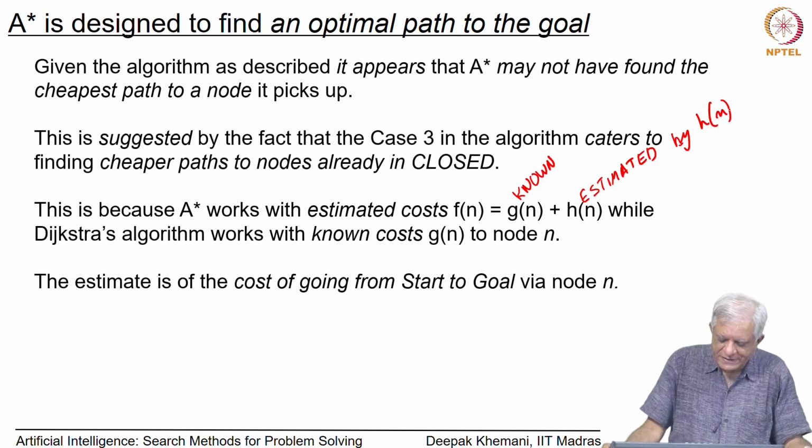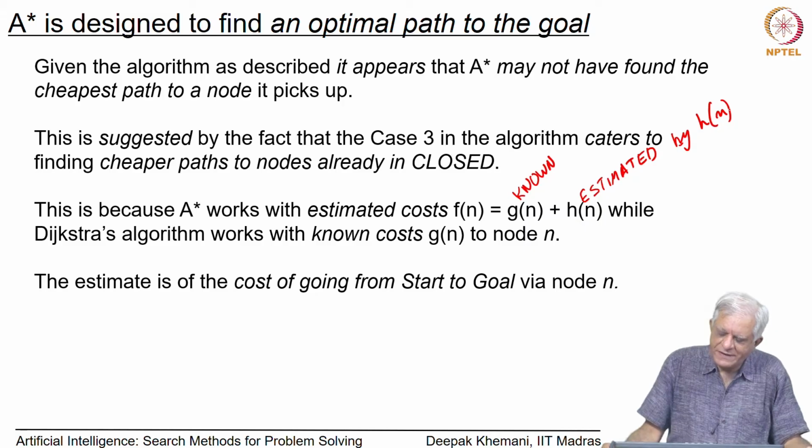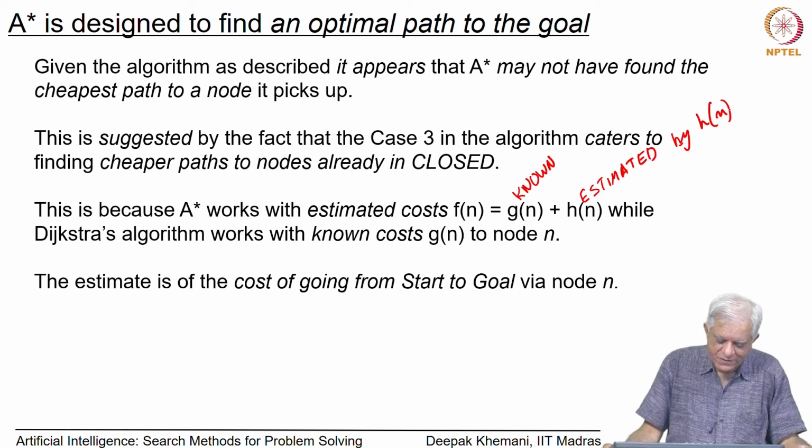Remember that when Dijkstra's algorithm picks node n, it looks at the cost from the source node to that node n, whereas when A star picks a node n, it is picking an estimate, which is the cost from start to goal via the node n essentially.